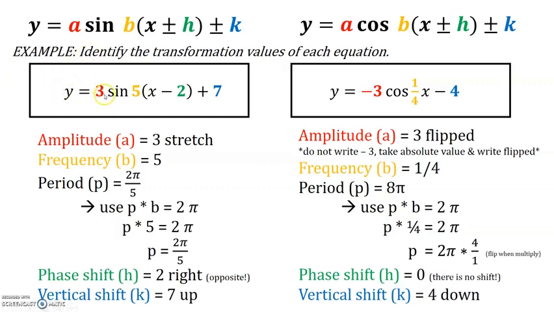It's right before our sign. And because it's greater than 1, we say that it's a stretch. Next up in the equation is our b value. So our b value is always right before that x value. So whatever that is, that's our frequency.